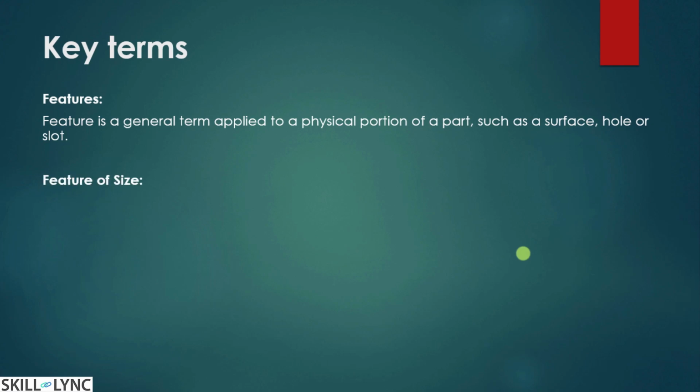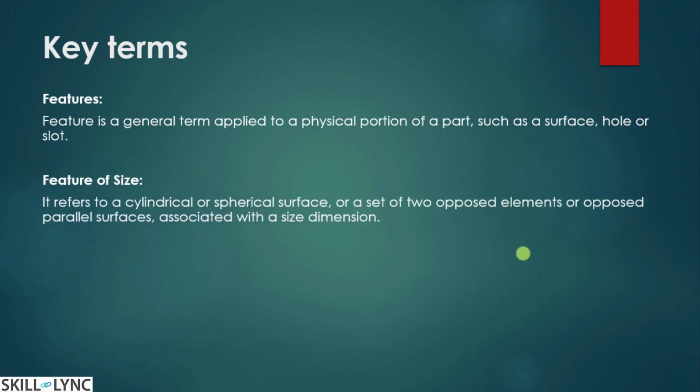So what is the feature of size? This feature of size will refer to a cylindrical or a spherical surface, or a set of two opposed elements or opposed parallel surfaces, that is going to get associated with a size dimension. So this is called a feature of size. Let me repeat it. The feature of size is a cylindrical or a spherical surface, or between two opposed elements or opposed parallel surfaces, within which you are associating a size. Based on that you define your features.